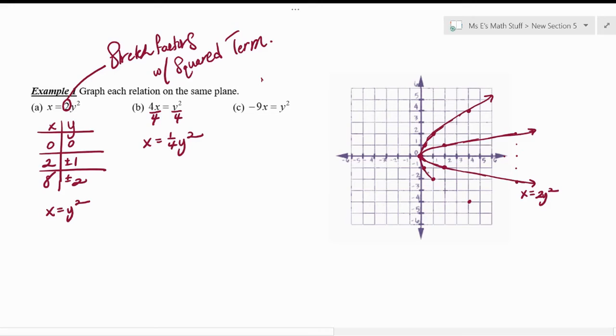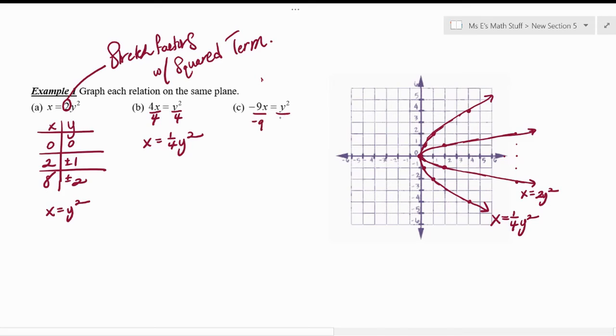So really with this example, we're just making sure that you're going to be okay with stretch factors if you have x equals y squared as your parent function. So, and then part C is a fun one.